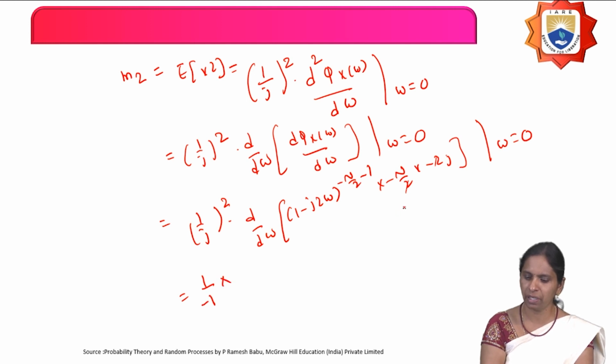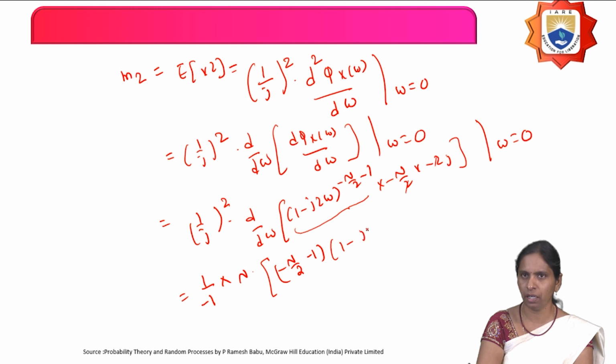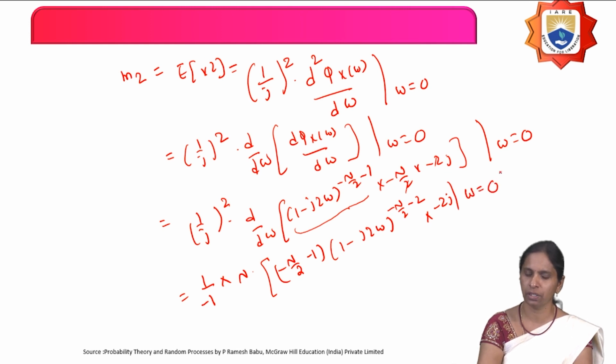So 1 by minus 1 into n into, and you have to differentiate this with respect to what? Omega. Then what can you obtain here? So minus n by 2 minus 1 into (1 minus 2jω) power minus n by 2 minus 1 minus 1, nothing but what can you obtain here? Minus n by 2 minus 2. And into the differentiation of minus 2jω with respect to omega is nothing but minus 2j. After that, you have to substitute omega equals to 0.